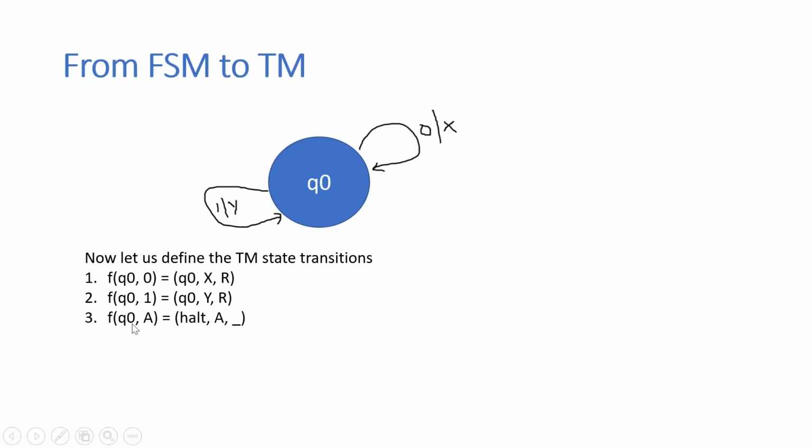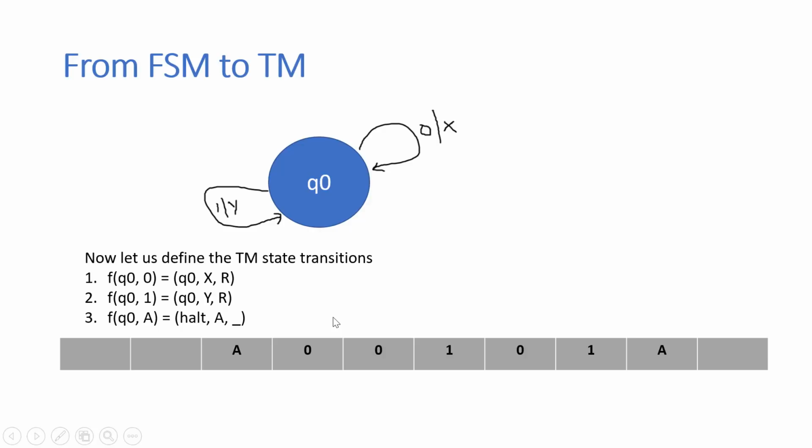Now, this one says, if you're in Q naught, if you see an A, we must move to a halting state and write A and just not move right or left. So our movement is done. So here's how the Turing machine may work.